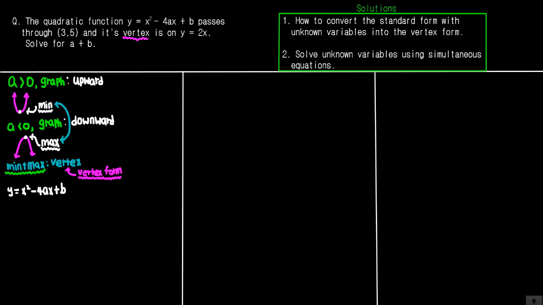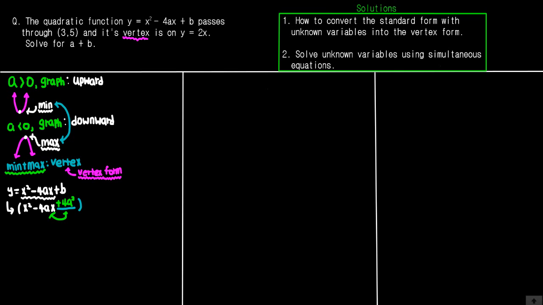The only terms we care about when solving for a vertex form are the x terms, which means we can put parentheses so we are not confused with other terms. And then there will be a new constant as a step of the quadratic function's vertex form. According to its property, it will be the half of the first power variable term, squared. Dividing this by 2, we get negative 2a, squared, which is 4a squared. So we're going to add 4a squared.